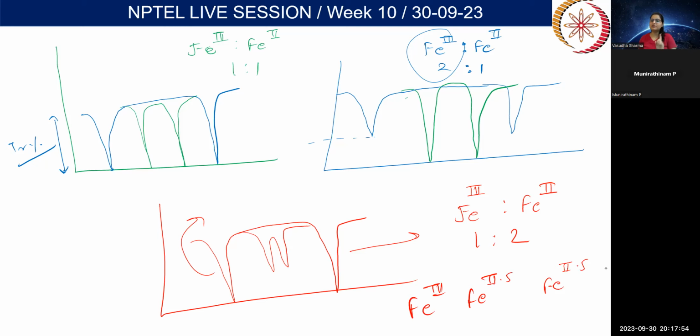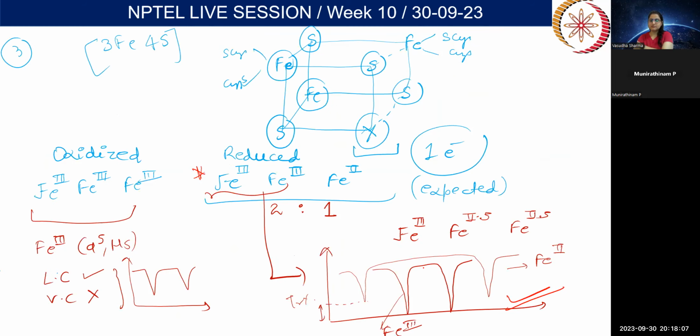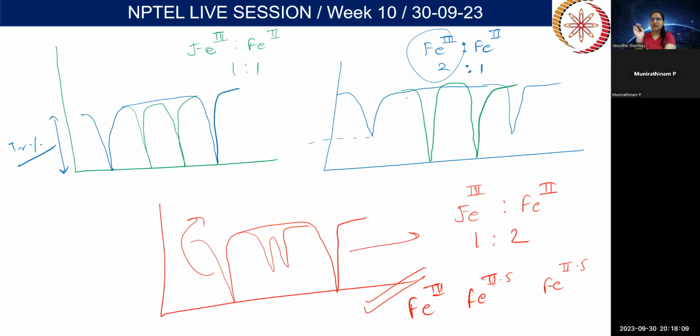Because we have to have only 1 electron, half an electron from here and half an electron from here, the total is 1. That's why the spectra looks this way, and it confirmed that our 3Fe4S system exists as Fe3, Fe2.5, Fe2.5 in the oxidized state. So is this clear? Clear, ma'am. Okay.